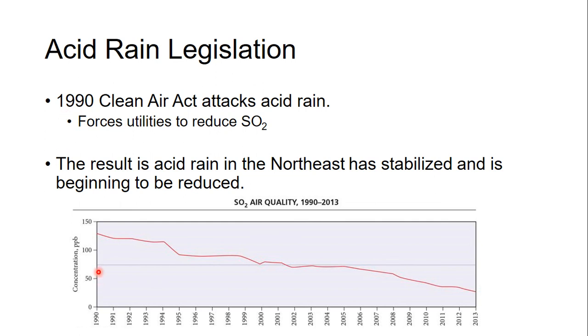If you look at the amount of SO2 in the air from 1990 to 2013, it has gone from roughly 130 parts per billion to 30 parts per billion. So it has decreased manyfold. And this has helped reduce acid rain, and it has helped stabilize the Northeast, allowing the soil to become less acidified and the lakes to become less acidified. But you can see it does take a long time for this to happen.